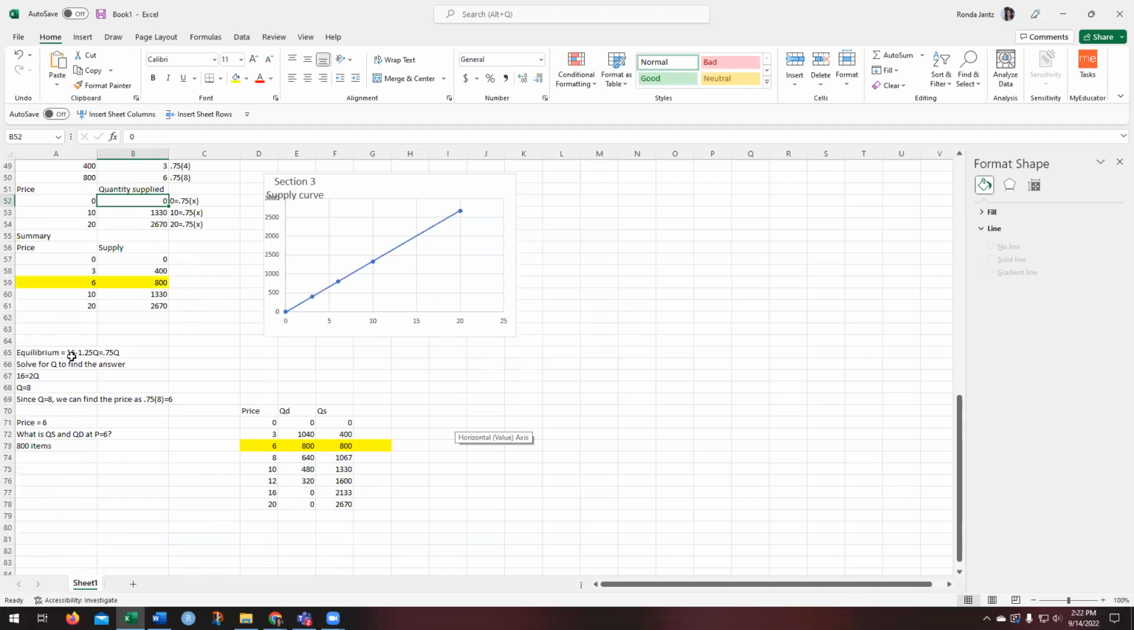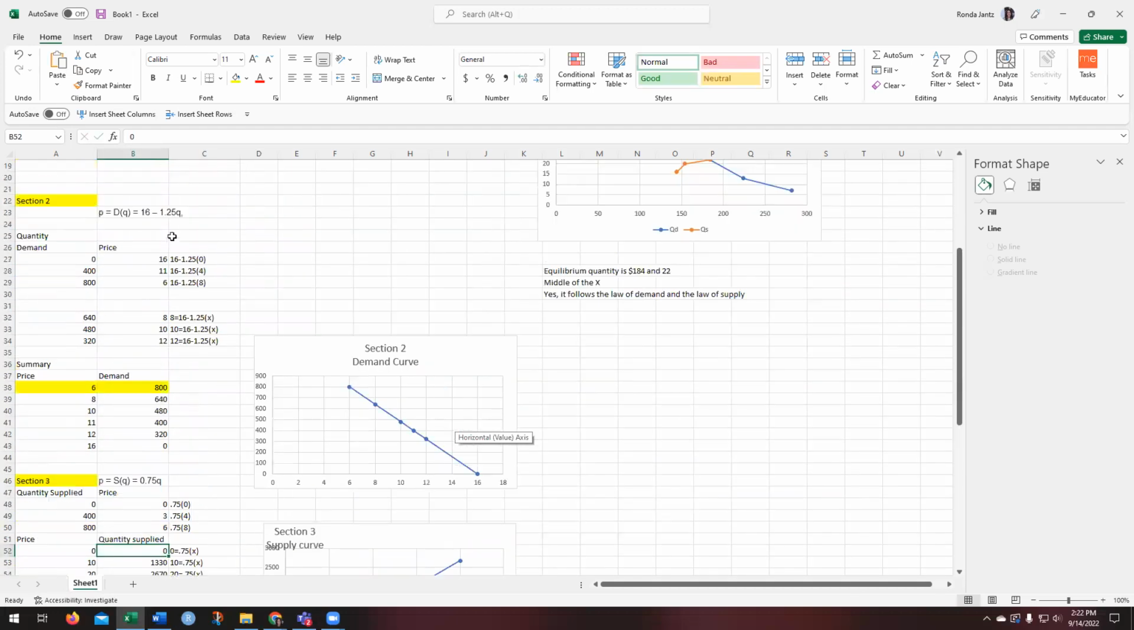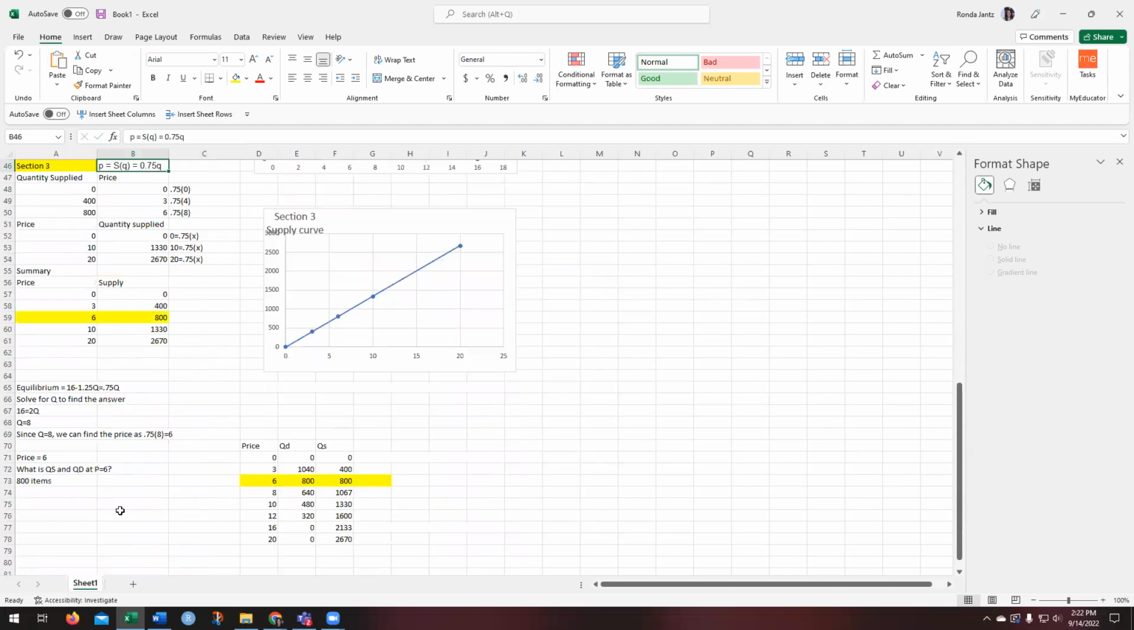And then to find equilibrium, we are going to take the formulas, the one I posted here and the one I posted here, and set them equal to one another. So that's what I did. Solve for Q. Once we solve for Q, we can find the price by plugging that number into one of our formulas. And our price is going to be $6. So the quantity demanded and quantity supplied at $6 is 800.